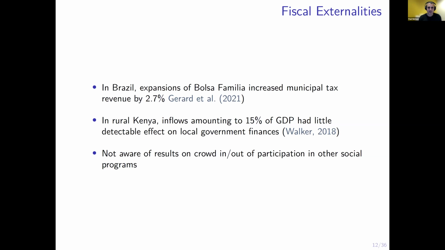My understanding of that context is the very local government here is primarily involved in things like conflict resolution and so forth, and not in a lot of taxation and spending. So that may not be all that surprising. But basically very little so far. What we have mostly on the tax side, I don't know of good results on crowd in or crowd out of participation in other social programs, which would be an important margin. So I think a lot more could be done here. And if I were a policymaker thinking about how much to spend on transfers in my country, this for me would be a first order question.